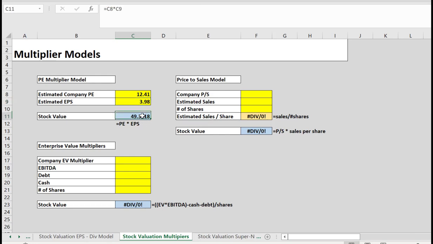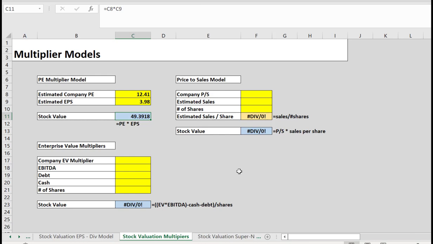So this says this company would have a stock value at the end of the year of around $49. So if you know what the price is today, you know whether you're predicting an increase in capital gains or a decrease in capital gains.